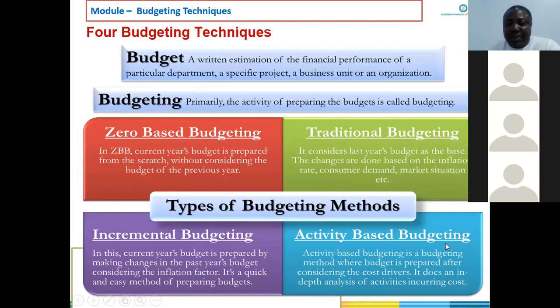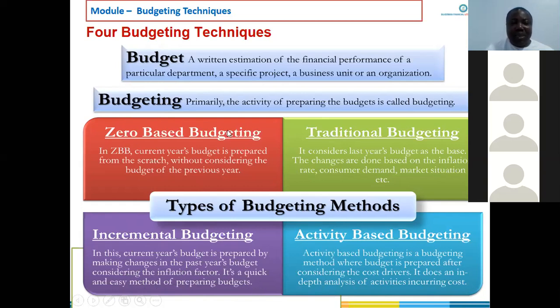Then we have activity-based budgeting. Activity-based budgeting is a budgeting method where the budget is prepared after considering the cost drivers. It does an in-depth analysis of activities incurring costs. Then we have incremental budgeting. In this, the current year's budget is prepared by making changes in the past year's budget, considering the inflation factor. It's a quick and easy method of preparing budgets. We will look at the details later.